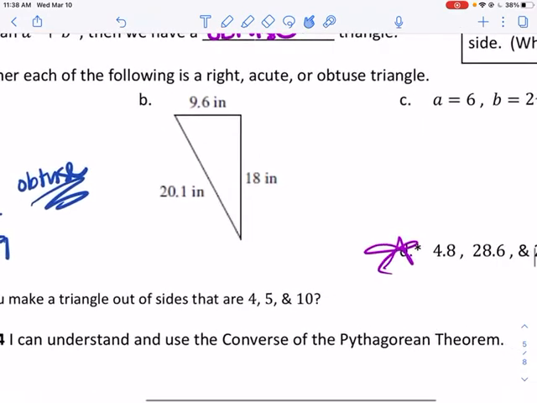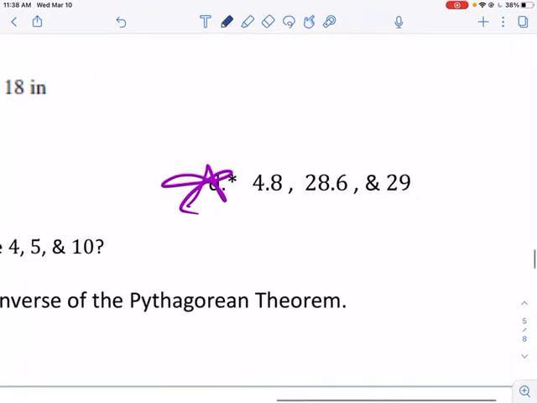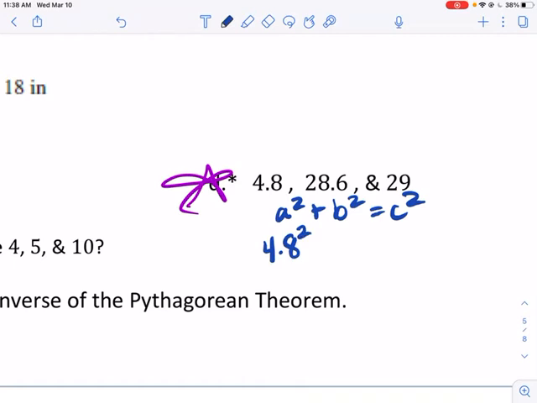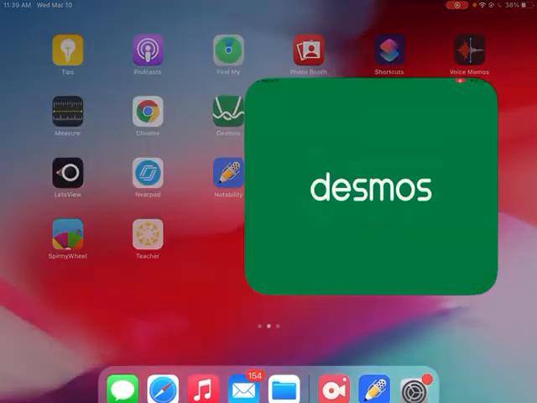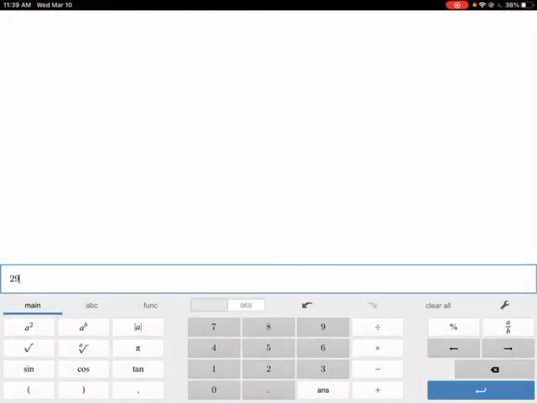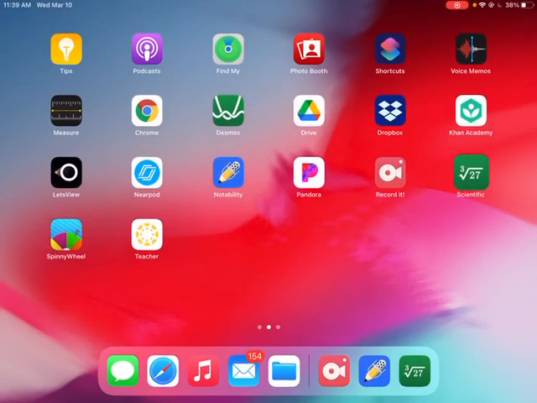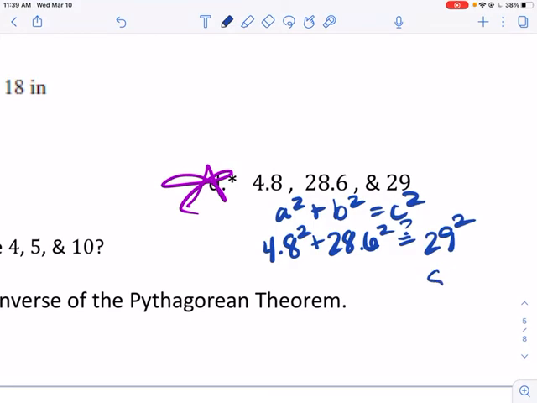Okay, let's go ahead and do this one over here. We're going to put it into a squared plus b squared equals c squared. This is going to be 4.8 squared plus 28.6 squared. And we're going to see, does it equal 29 squared? I can't do all those numbers in my head. I'm going to go over to a calculator. First, let's find out what 29 squared is. 841. All right, let's go and write 841 over here.